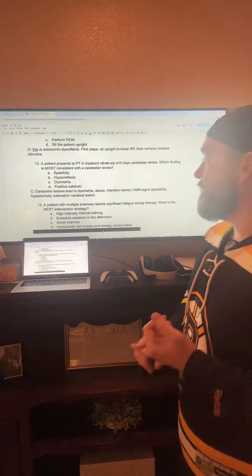Number 13, a patient with multiple sclerosis reports significant fatigue during therapy. What is the best intervention strategy? A, high-intensity interval training. B, schedule sessions in the afternoon. C, avoid exercise. Or D, incorporate rest breaks and energy conservation.